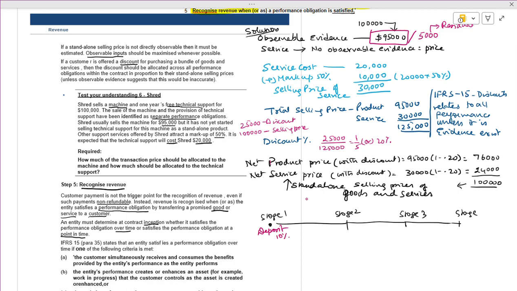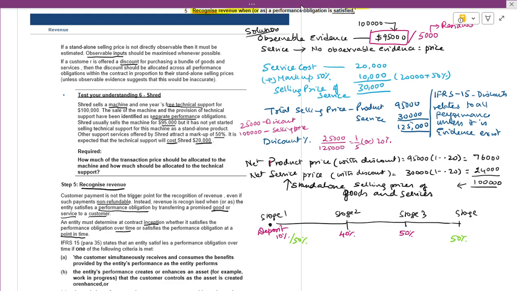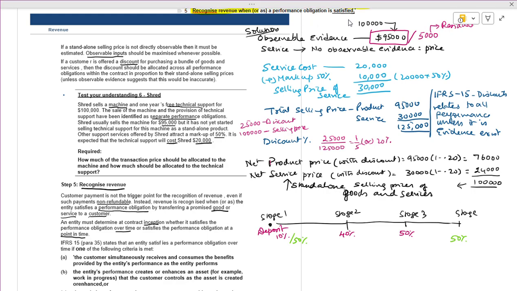Very clearly, 10% is the signing amount. You are going to pay 40% at stage 2 and the remaining 50% at stage 3. Every other combination exists. In some cases they say it is not like that: you have to pay 50% at the time of signing and 50% at the time of completion. In some cases, again, there will be a different way.